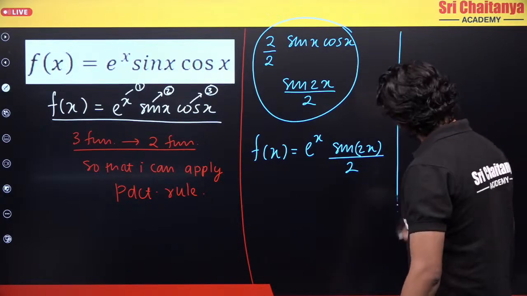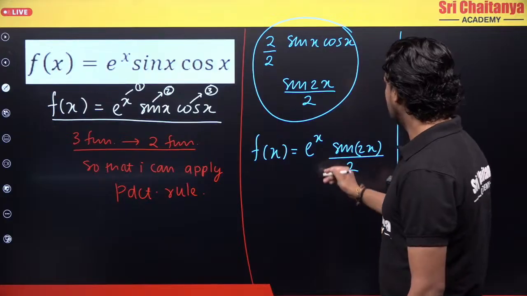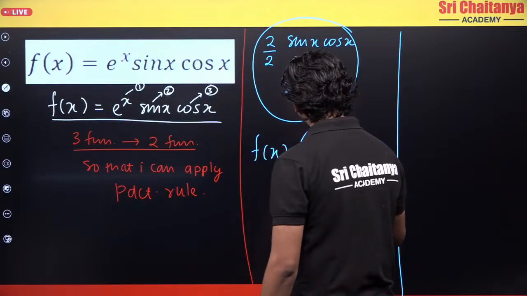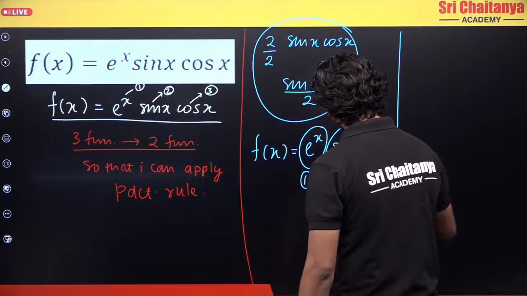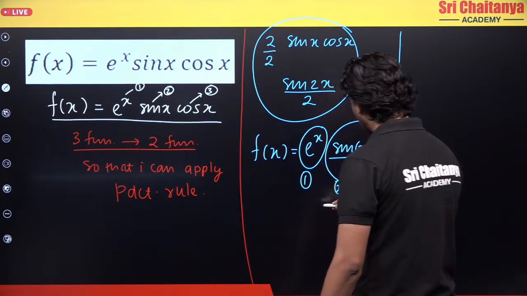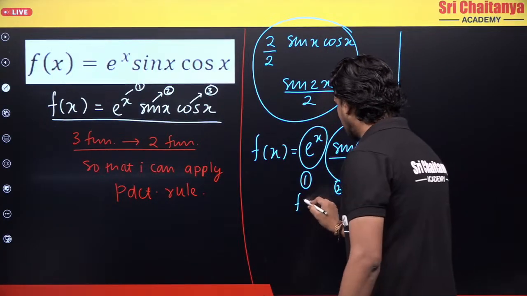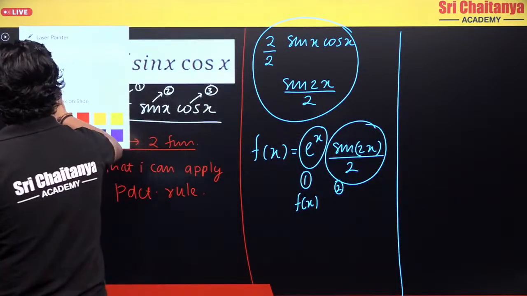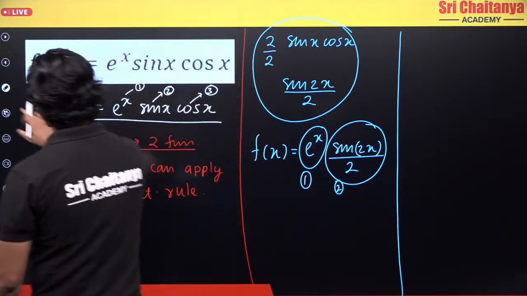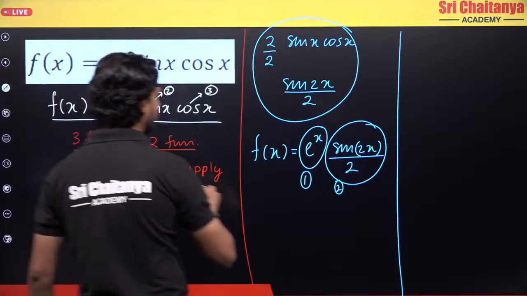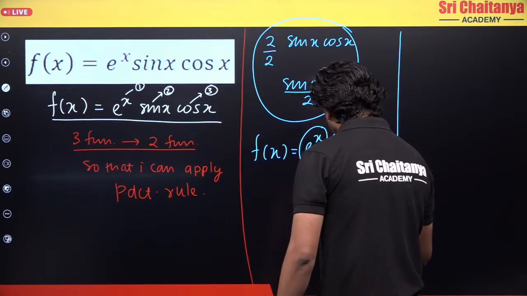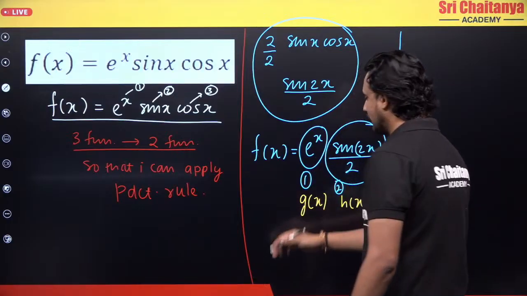Once I have this function f(x), what will happen now? I have 2 functions. This is my function number 1, and this is my function number 2. Let's name them something else because f(x) is already there. So I have 2 functions, and let's say g(x) and h(x) are the 2 functions which I have.